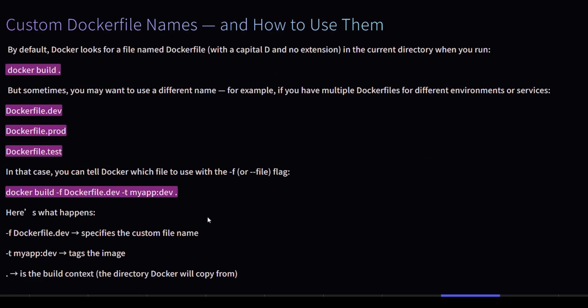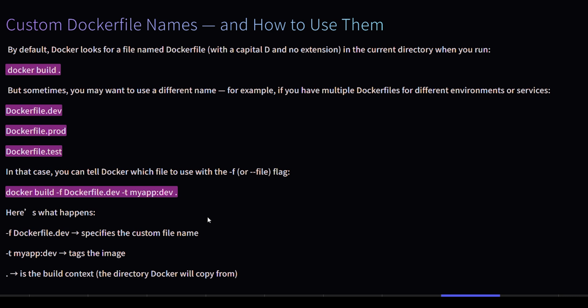And here are the custom Dockerfile names. By default, Docker looks for a file named Dockerfile with a capital D and no extension in the current directory when you run docker build dot. So when you run that, it will look for the file named Dockerfile starting with a capital D. But sometimes you may want to use a different name. For example, if you have multiple Dockerfiles for different environments or services, you can use Dockerfile.dev or Dockerfile.prod or Dockerfile.test. You can use the names in a different way.